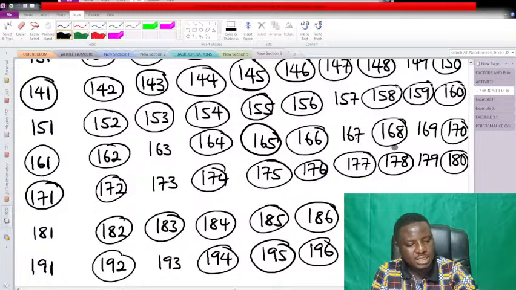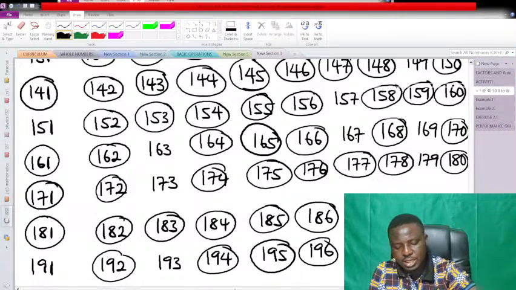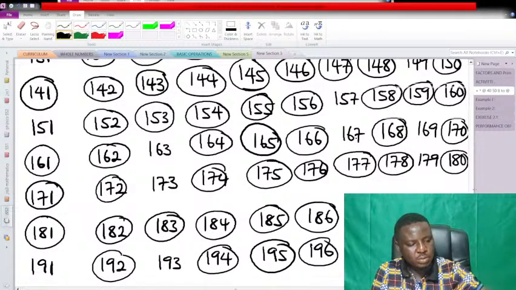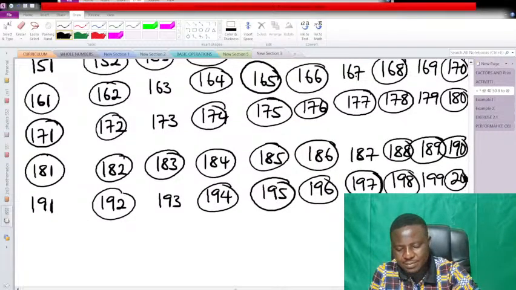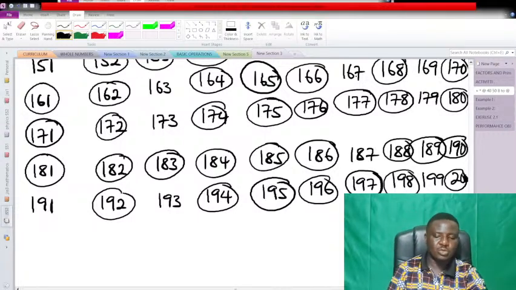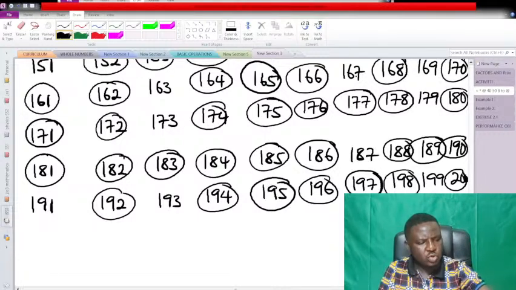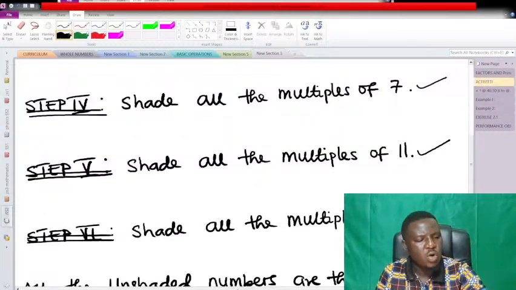168 plus 13 is 181. Yes, that will be 181, not shaded. 181 plus 13 will be greater than 200, but we have to stop at 200. Okay, so we have been able to shade all the multiples of 13.